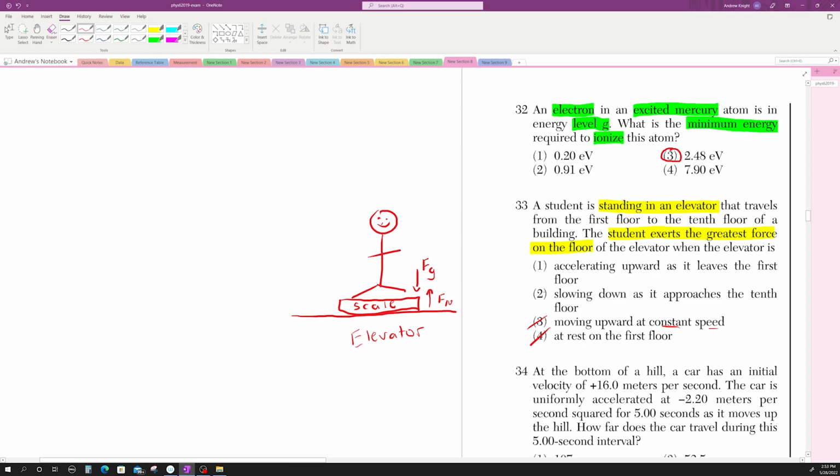But I want the greatest force on the floor, which means the feet have to push in the most. So if the feet pushed in the most, that means if this elevator is accelerating up, it'll be pushing into the scale, which then pushes up into the feet. If it's pushing into the feet, on top of the feet pushing into the scale, you're going to have a greater reading, so 1 is your choice.